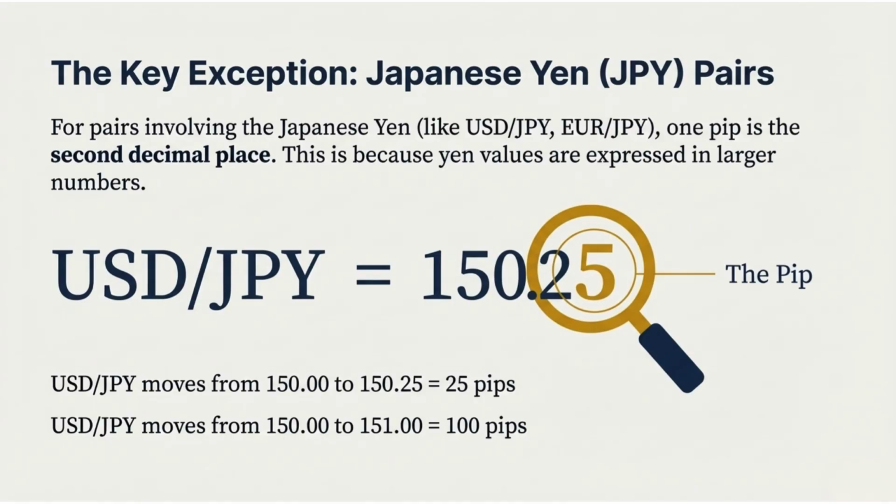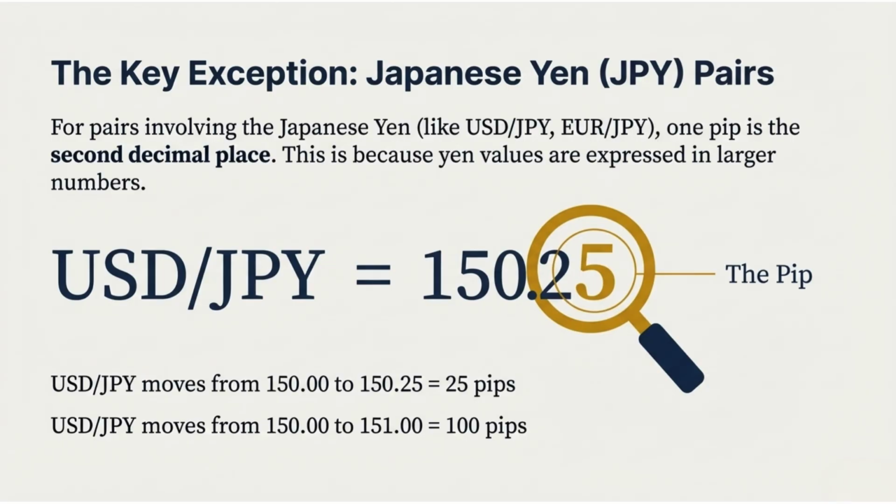It is. So if we were to try and use the standard 4th decimal place for these pairs, the measurement of any meaningful movement would be impossibly small. It would be totally impractical for trading. So to maintain some kind of proportional movement, to keep the measuring stick consistent in terms of relative value, the definition itself has to be adjusted. Exactly. So for pairs involving the Japanese yen, like USD/JPY, EUR/JPY, GBP/JPY, the definition changes. For these, 1 pip is the 2nd decimal place.